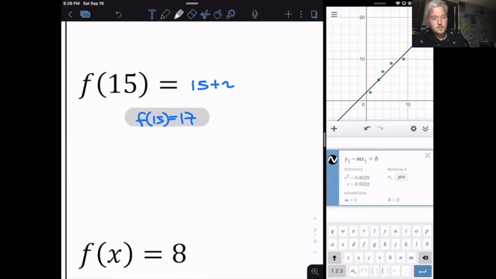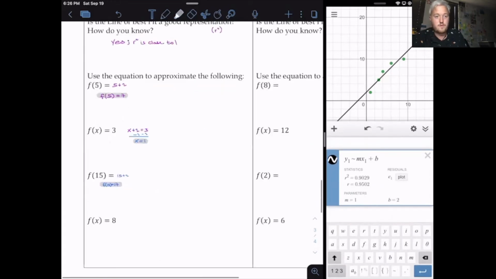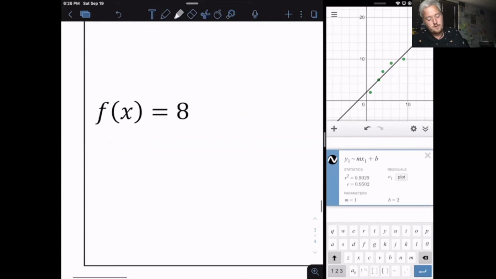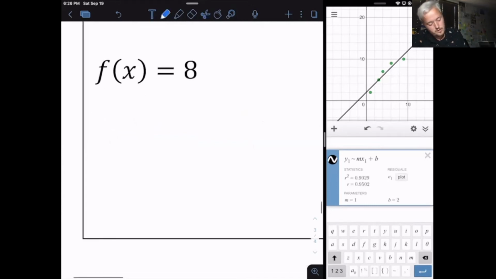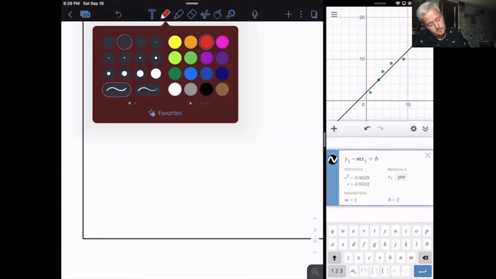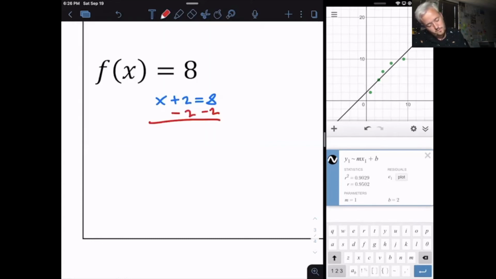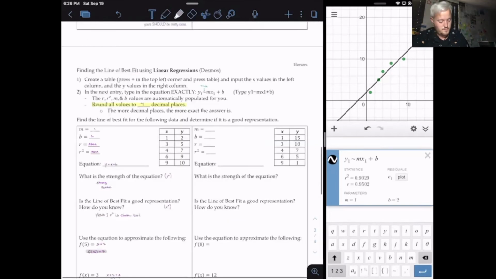Some of these equations are going to be pretty simple and straightforward, but some of them are going to be kind of gross and ugly. So now we have f of x equals 8. Taking my equation, set it equal to 8, subtract 2, so x equals 6. All right, so there's that first one.